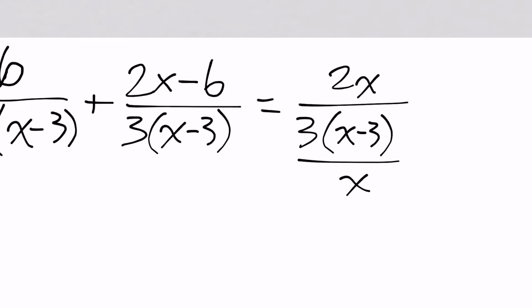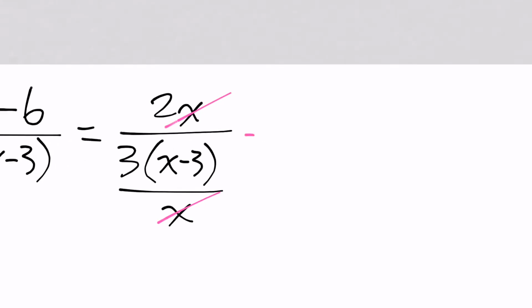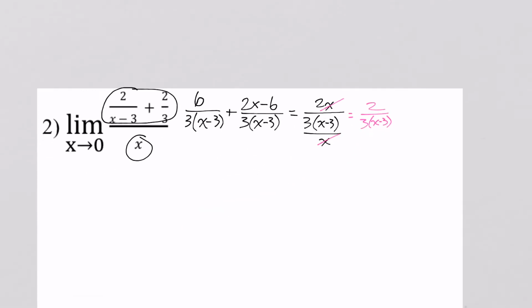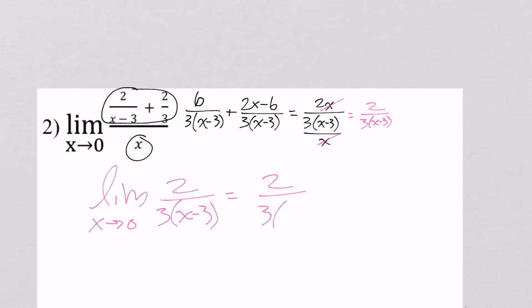So all of that is still over x, and we have an x sandwich, and those x's will eliminate each other, and we will be left with just 2 over 3 times x minus 3. So now I can rewrite this limit as x approaches 0 of 2 over 3 times x minus 3. I can directly substitute in 0 to get 2 over 3 times 0 minus 3, which is, of course, well, 0 minus 3 is negative 3 times 3 is 9, so I get a negative 2/9. Boom.